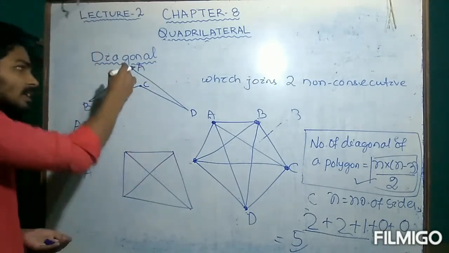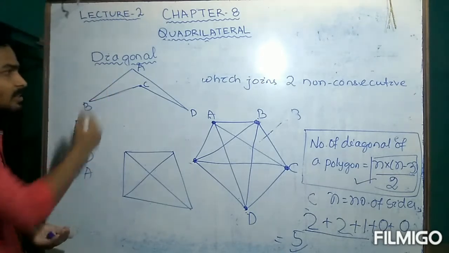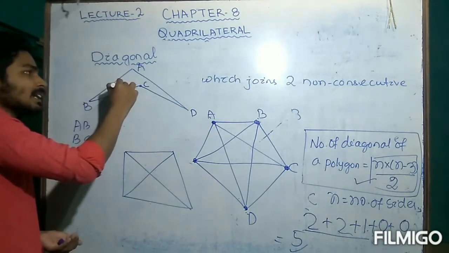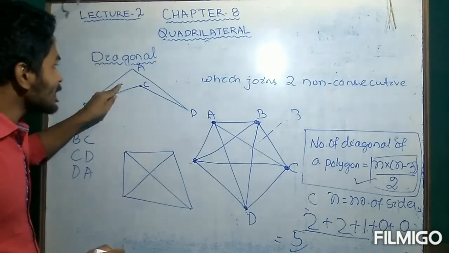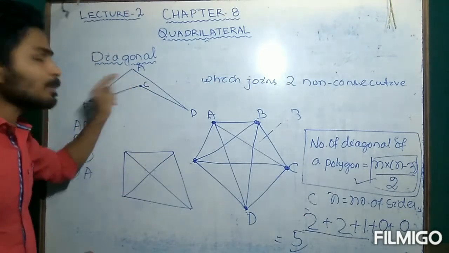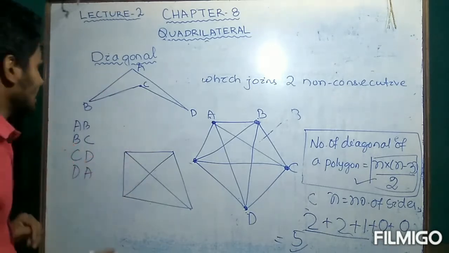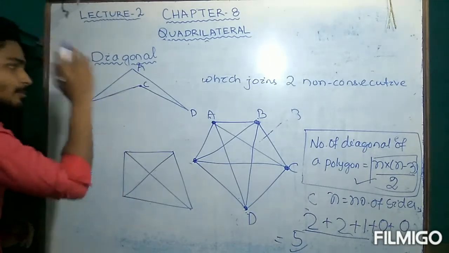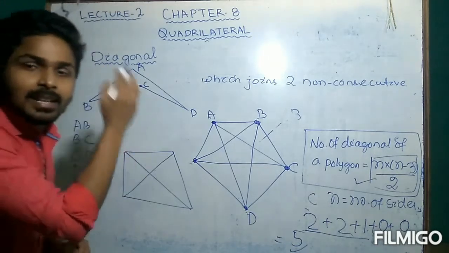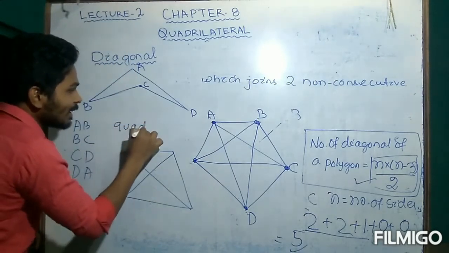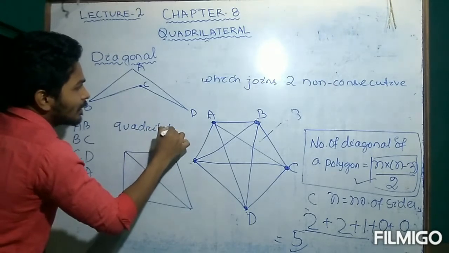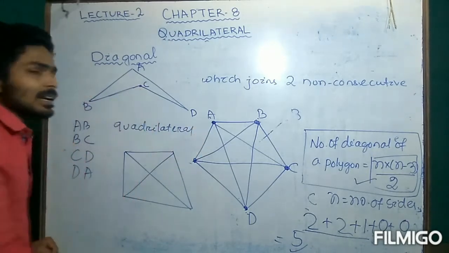Second thing, is it closed? Yes, definitely it is closed, because any point inside it cannot move outside. There is no space so that we can move outside from the inside. So it is a closed figure. It has four sides. All the sides are straight lines. That is why it is also a quadrilateral.